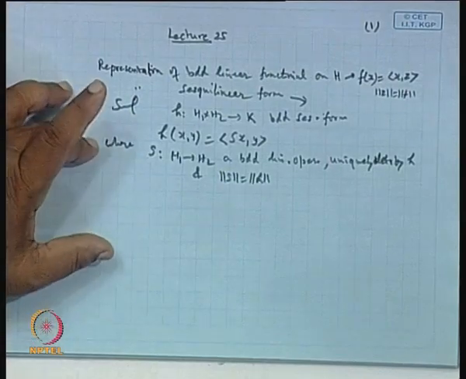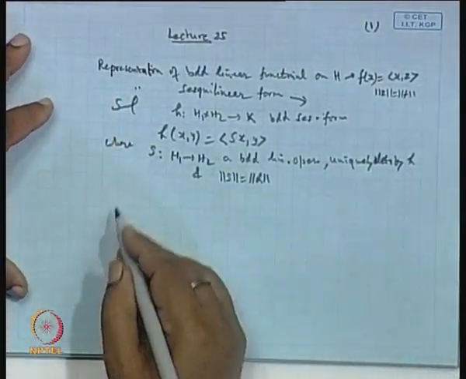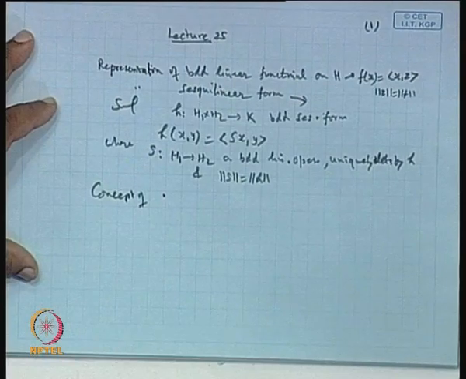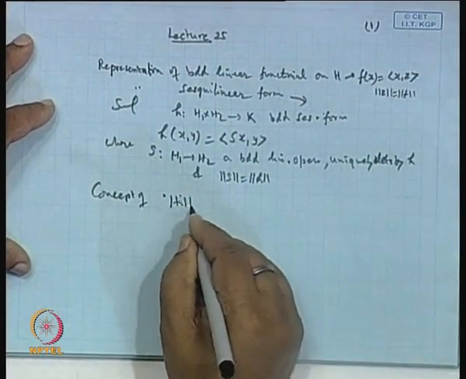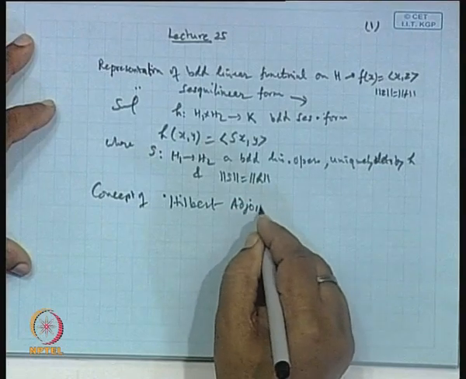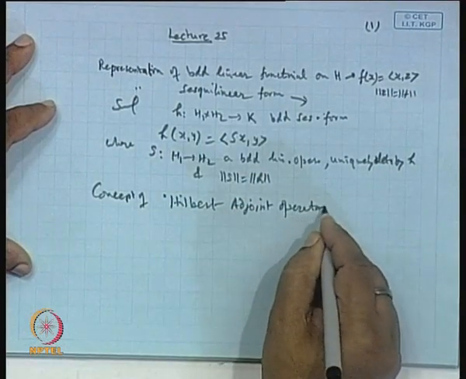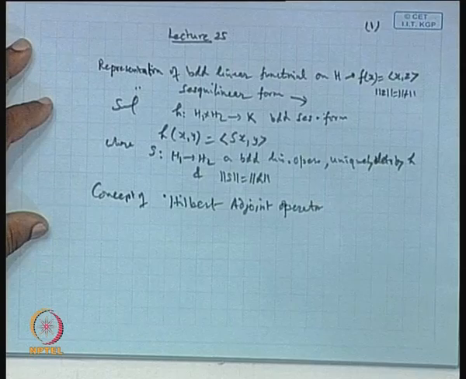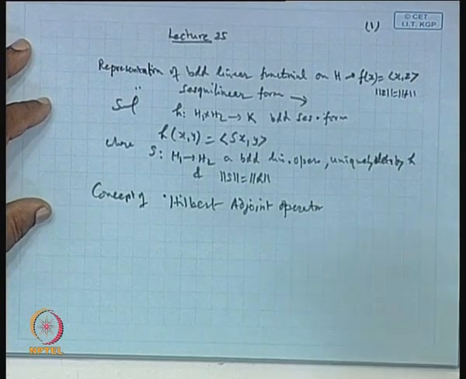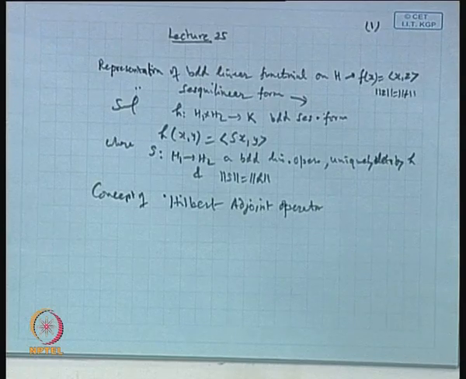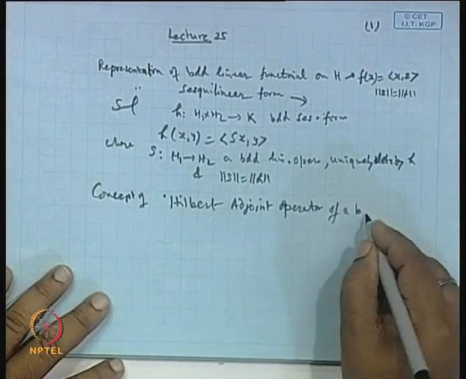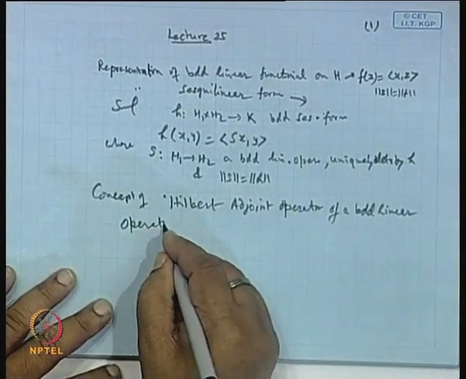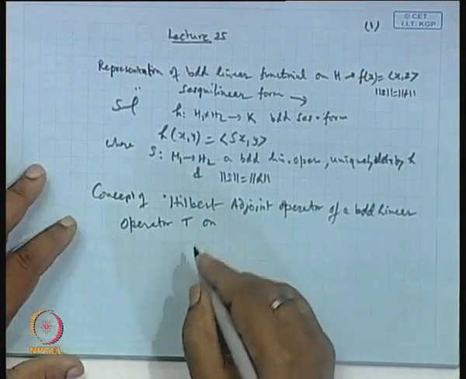Now, these two representations will help us in introducing the concept of the bounded Hilbert adjoint operator. With the help of these two results, we will introduce the concept of the Hilbert adjoint operator of a bounded linear operator T on the Hilbert space H.